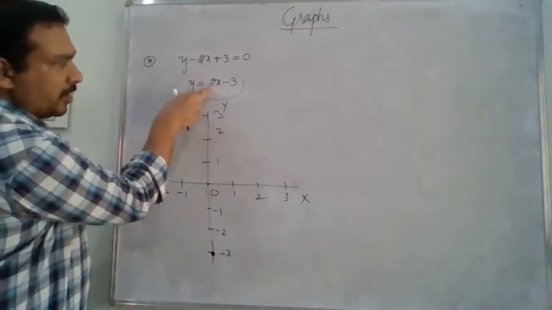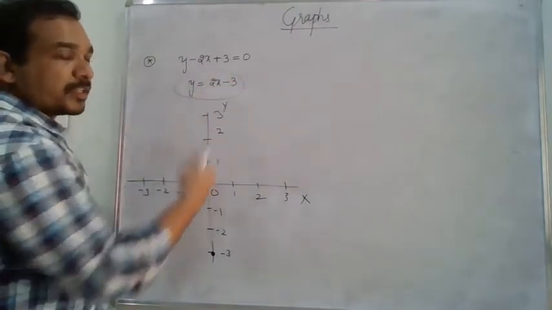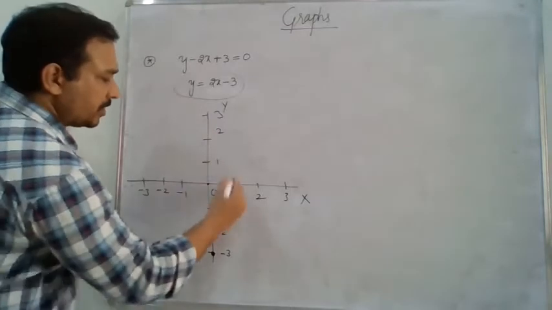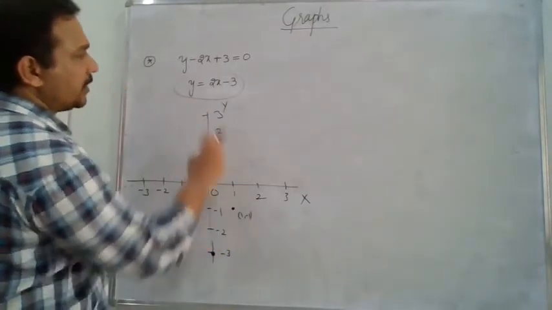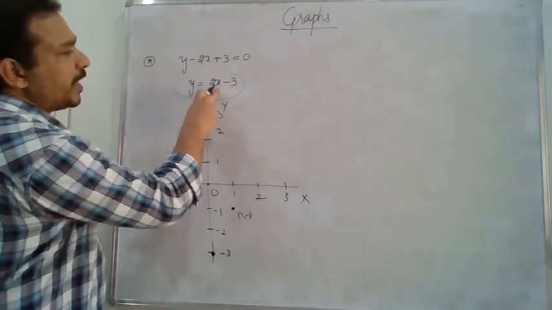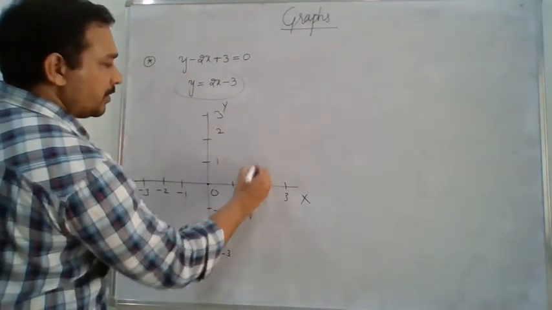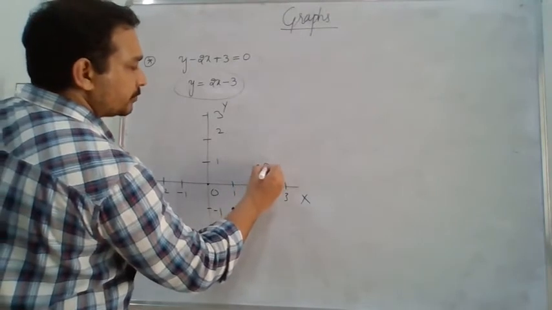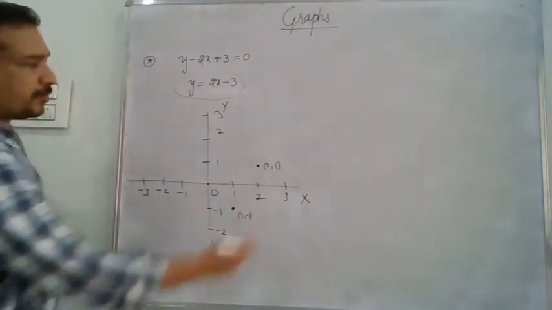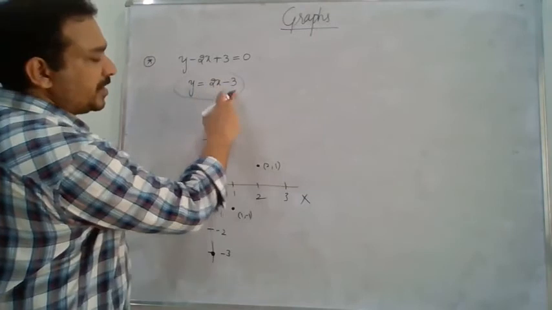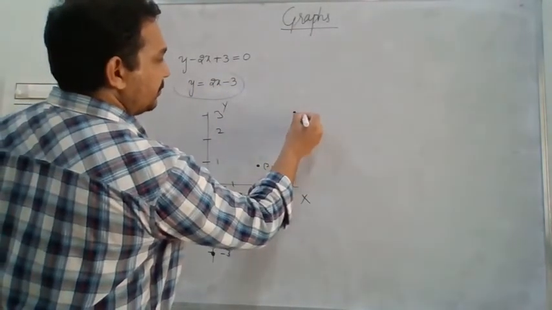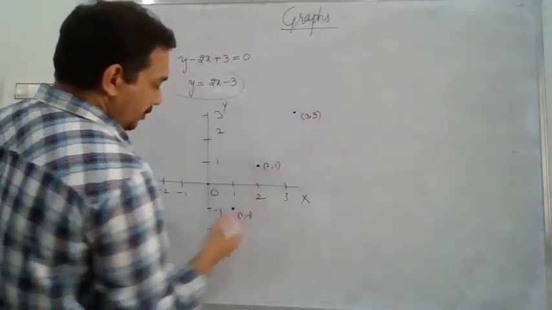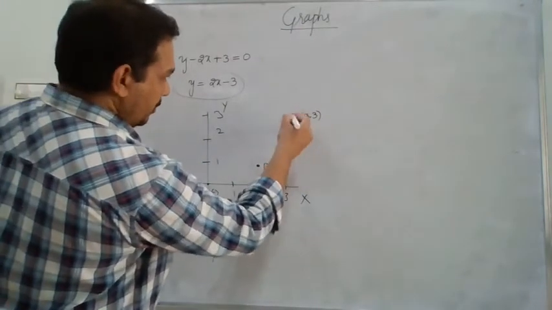Substitute x equal to 1 here: 2 minus 3 is minus 1. So the y value is minus 1, the x value is 1. So that's why it is 1 comma minus 1. Next substitute x equal to 2. 2 into 2, 4 minus 3 is 1. So 2 comma 1 is the point. This is the point 2 comma 1. Even substitute x equal to 3. 6 minus 3 is 3. So the point is 3 comma 3. This is the point. So join all these points.